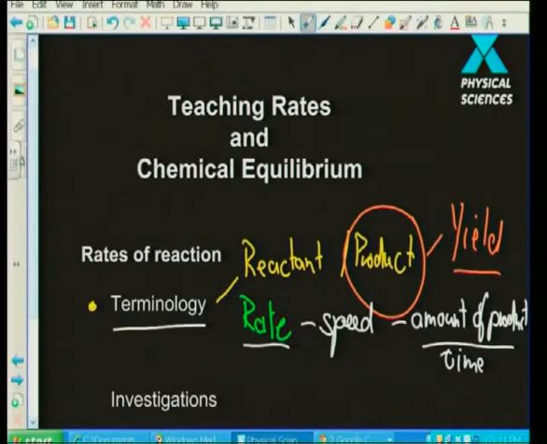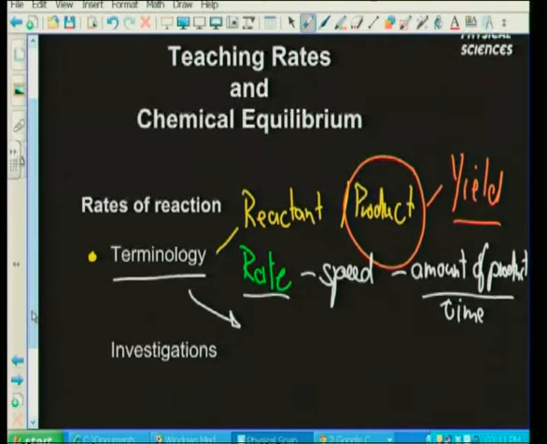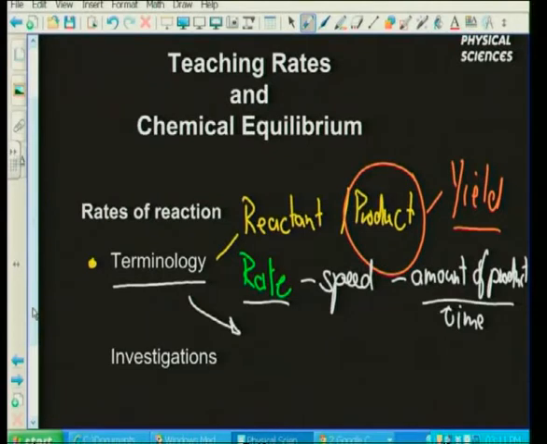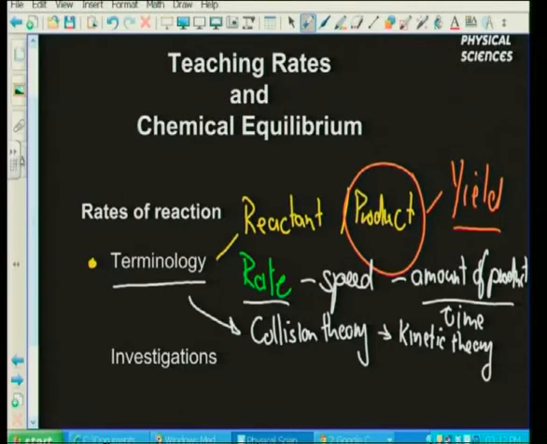I think there is one further term that we do need to just have a look at, and it's part of terminology or theory that goes with this. The explanation of rate is often explained in terms of collision theory, and collision theory links very closely to kinetic theory. So these words or these theories fit under terminology to a certain extent, because learners need to understand what's happening. That particles within a reaction mixture, within the substance in the closed container, they're moving around all the time.